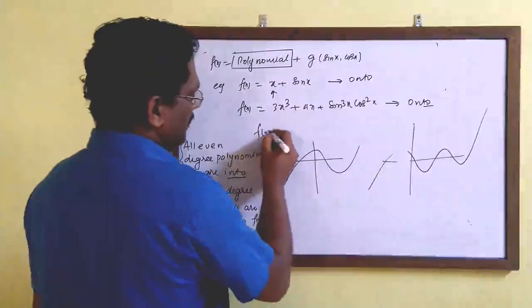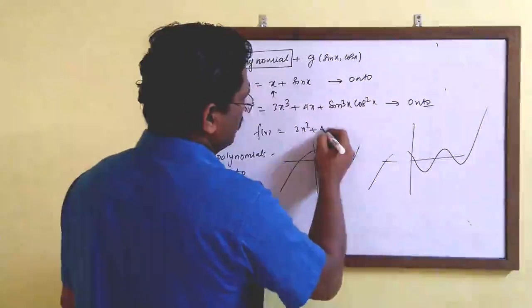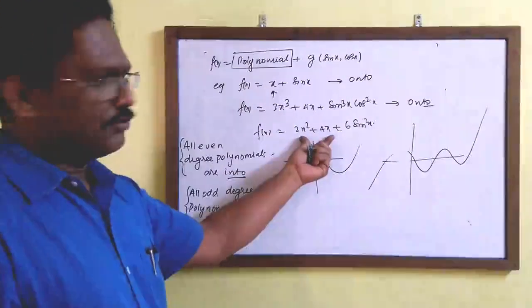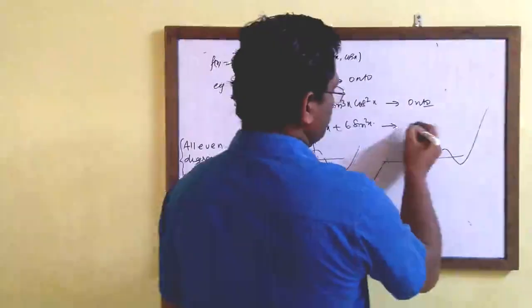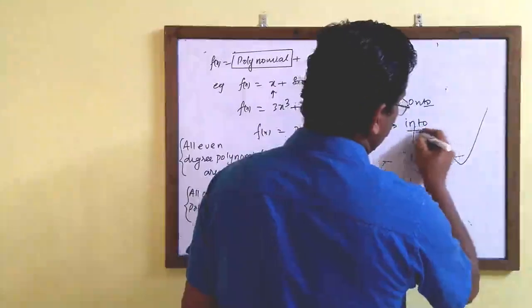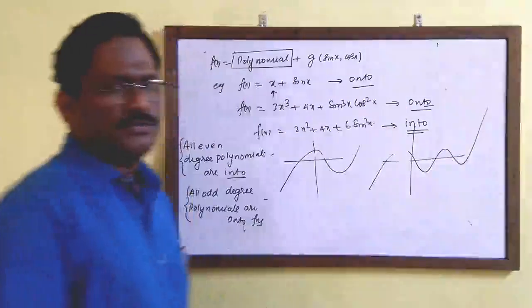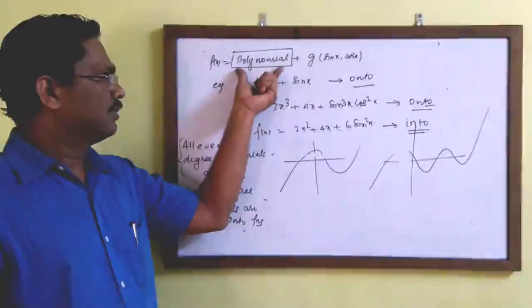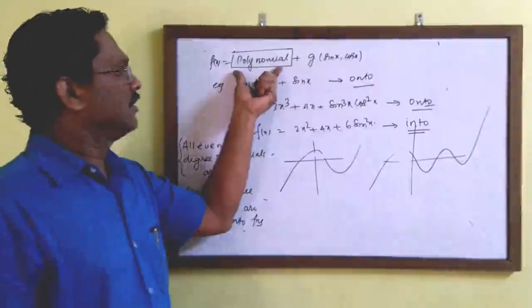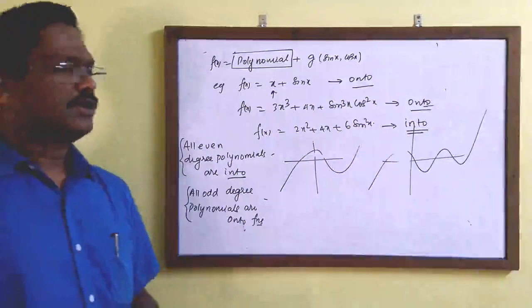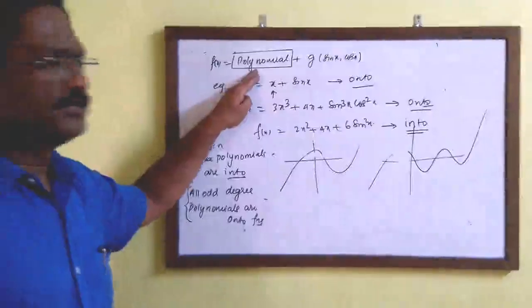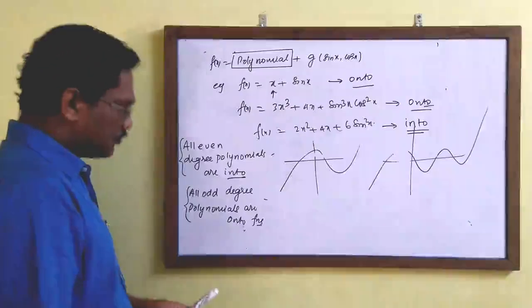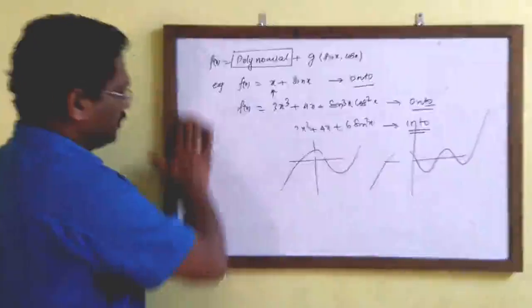But if I write, on the other hand, say 2x square plus 4x plus 6 sin square x. Now what is the degree of this polynomial? The degree of this polynomial is even, so this will be an into function. So I don't think you should have any confusion. If this polynomial is of even degree, the entire function f(x) is going to be into. If this polynomial is of odd degree, the entire function is going to be onto. So now let's move forward in classification.